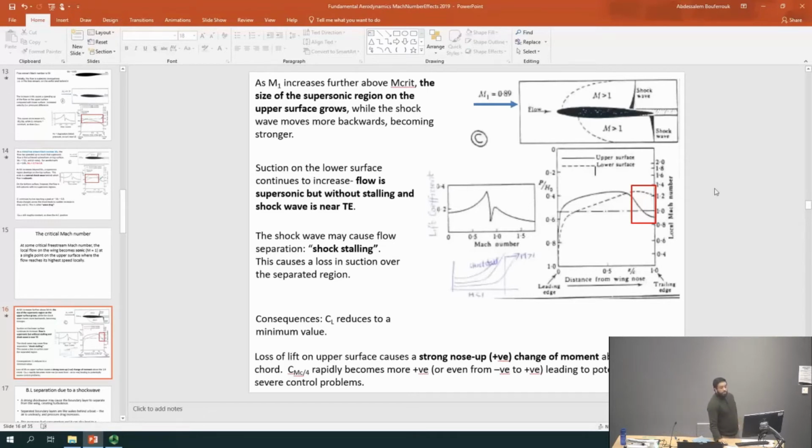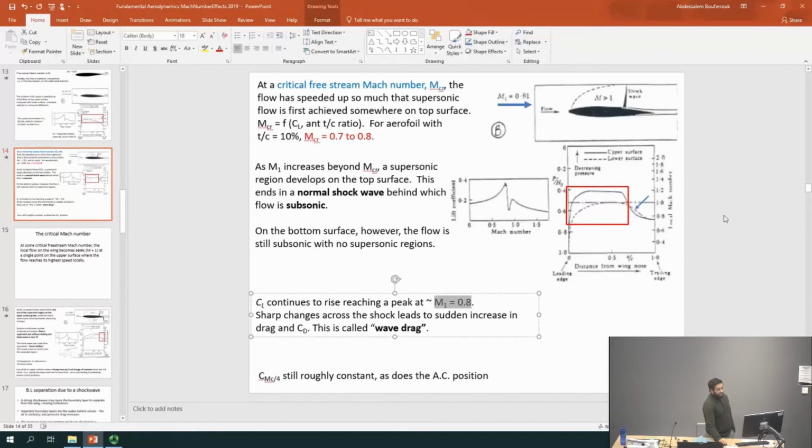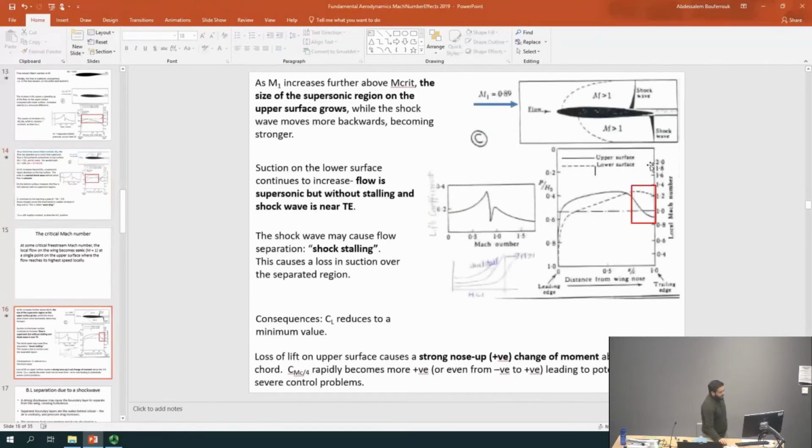Remember, I told you that previously we reached a maximum for CL at around 0.8 Mach number. What you can see after that is that the lift coefficient actually reduces. It reduces after around 0.8, but it's still less than 1. So as we go above 0.8, the CL is going down, and it goes down to a minimum point here.